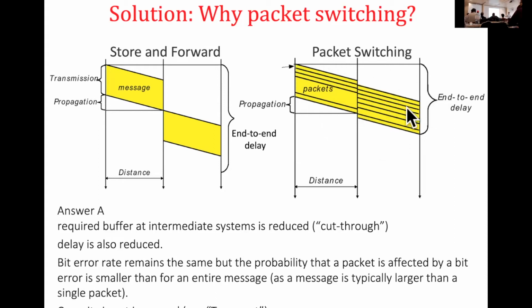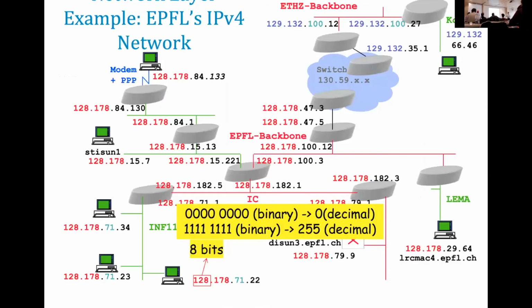There are two observations. First of all, the end-to-end delay is decreased, so we receive the packet faster at the destination. The other thing is that the buffer required at the intermediate point has significantly decreased. Here it was the size of the message. Now it's the size of a packet. That's a beautiful snapshot of it. Yes?